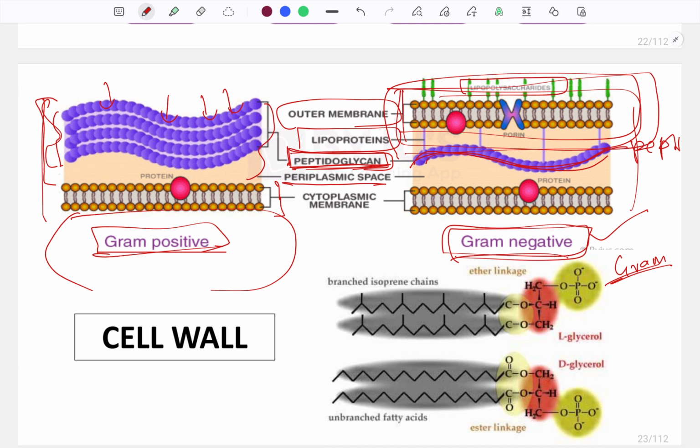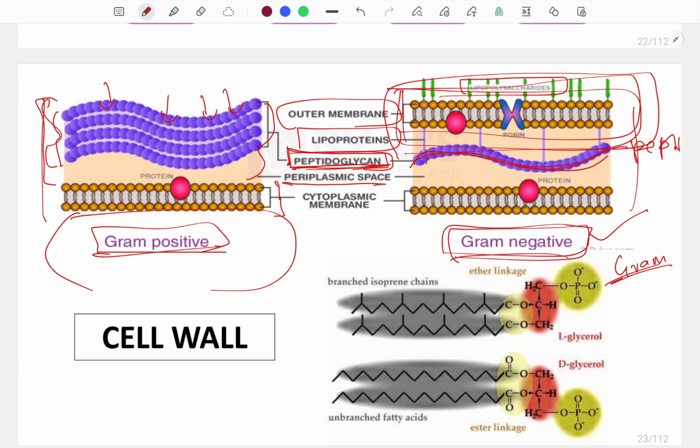The simple thing is, there are two types of prokaryotic bacterial cells: one is gram positive and the other gram negative. In a gram positive bacteria, the outermost layer is made up of only peptidoglycan. But in a gram negative bacteria, over that peptidoglycan layer, there is one more outer membrane present.